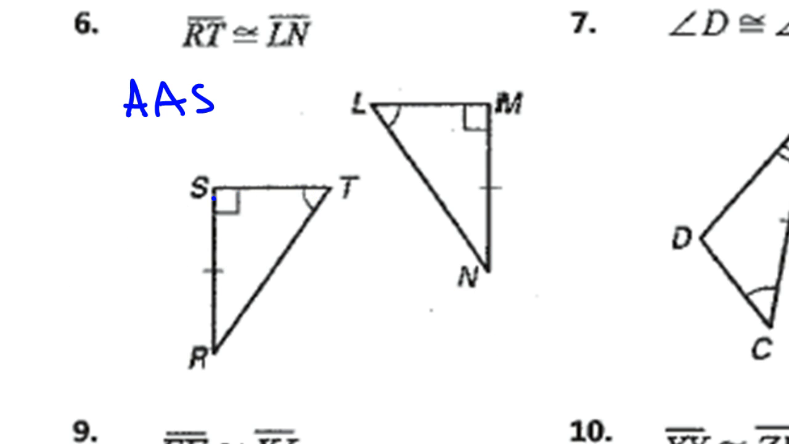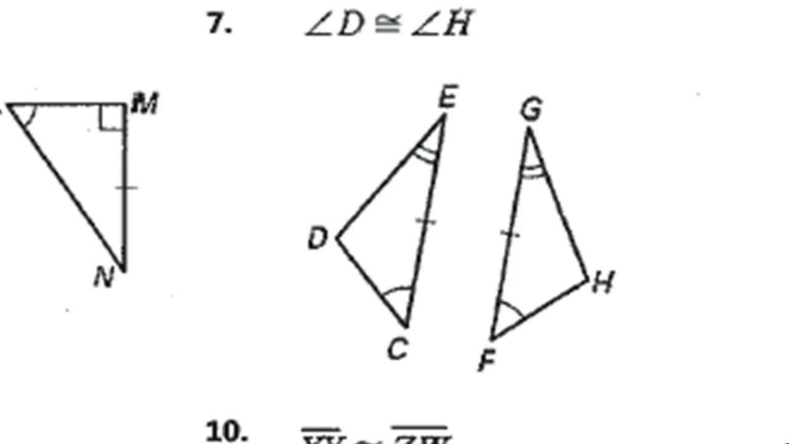Number 7. All right, we have an angle, a side, and an angle. So this is going to be angle, side, angle. If it's going to be angle, side, angle, it has to be two angles and the side between them. And so here I have two angles and the side that is in between them.